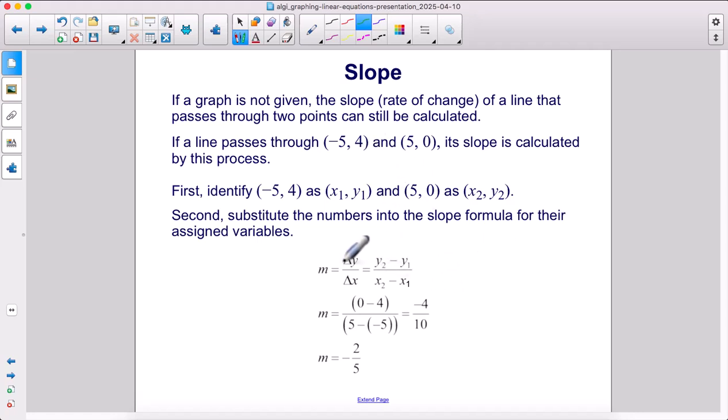So, change in y is y2 minus y1. So that would be 0 minus 4 in the numerator, giving us negative 4. Change in x is x2 minus x1. 5 minus negative 5. Those negative signs do cancel, giving us 10 in the denominator. If we simplify, we see the slope is negative 2/5.